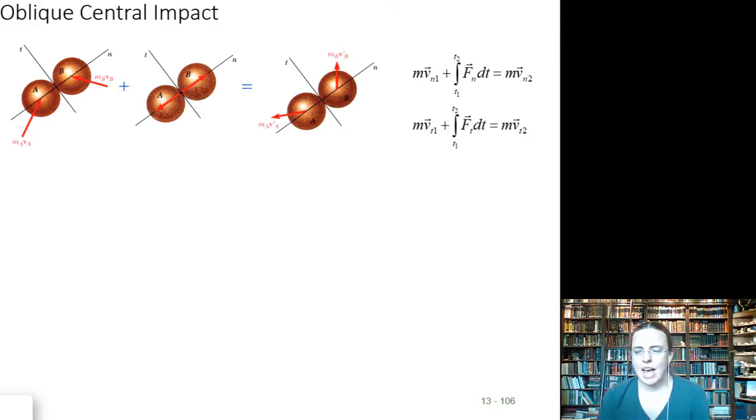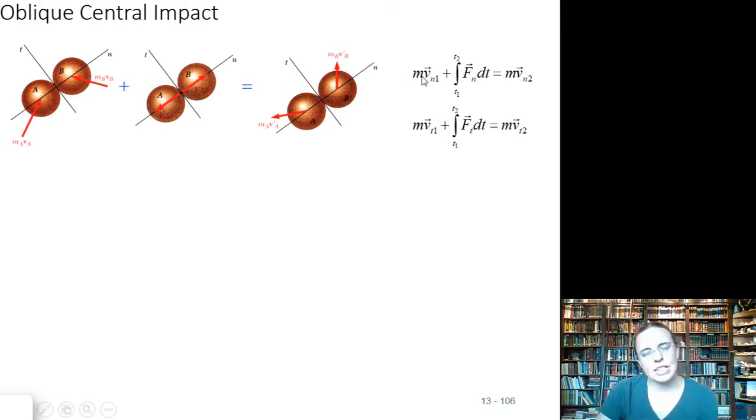Oblique central impact. So this is where the incoming velocity is not in the same direction as the line of action of the force for this thing. And in this case, we're going to break the velocities up into the normal and tangent components. So here's tangent, that's tangent to both of those circles. And then normal, if you draw a line connecting the centers of the two particles, that's the normal direction, and this is the direction that forces are going to happen in.